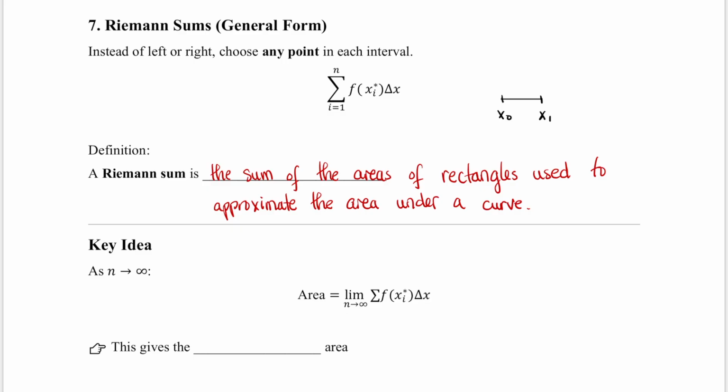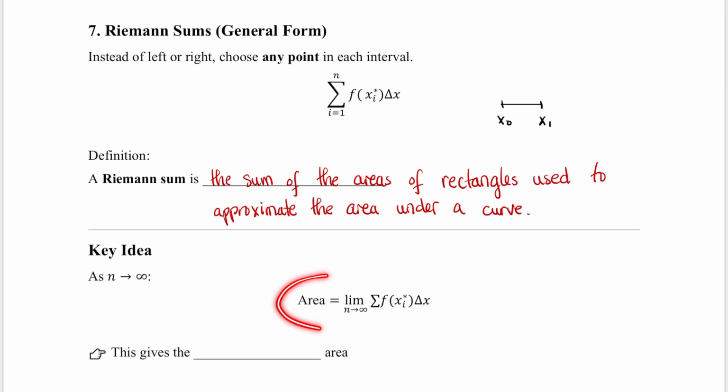Now, here is the most important idea. As n gets bigger and bigger, the area is the limit as n approaches infinity of the sum of f of xi star times delta x. This means we use more and more rectangles. Each rectangle becomes thinner and the approximation gets better and better. This gives the exact area. So we are no longer approximating. We are now finding the true area under the curve.